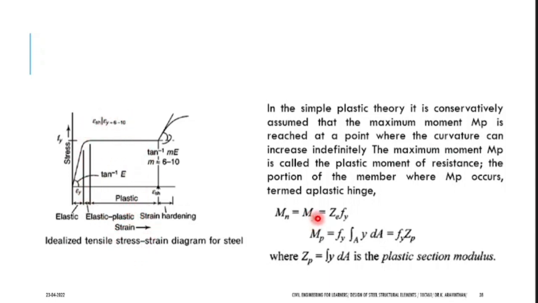My is yield moment. How to find yield moment? Ze. What do you mean by Ze? Elastic section modulus. What do you mean by Z? Section modulus. Elastic section modulus into Fy. So if you find this, you can find My. When you are solving your problem, these components will be very much useful.